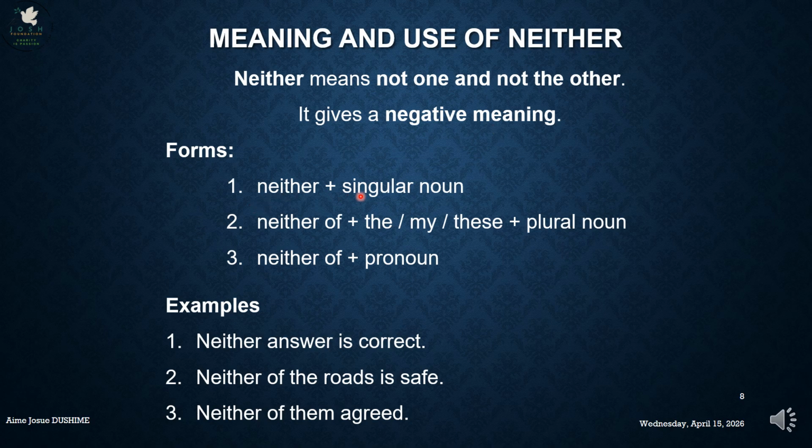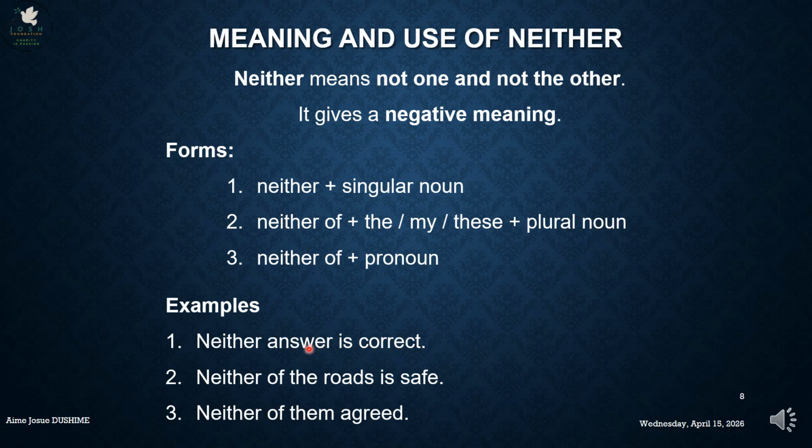I can have neither plus singular noun, or neither of plus they, my, or these plus plural noun. I mean the pronoun. And in this case, we have, like, neither answer is correct. But when we use either, we say either answer is correct. Don't put either in plural. Remember, we said that either is a singular. Keep that in mind. Either is considered as a singular, so it should use is even when you use either. Either answer is correct. Neither answer is correct.